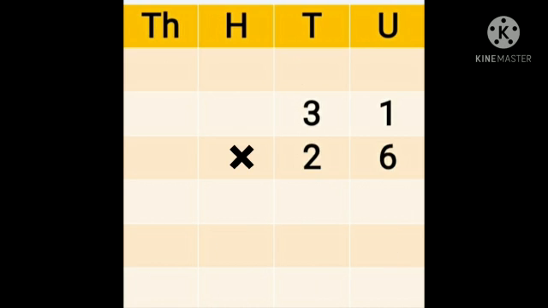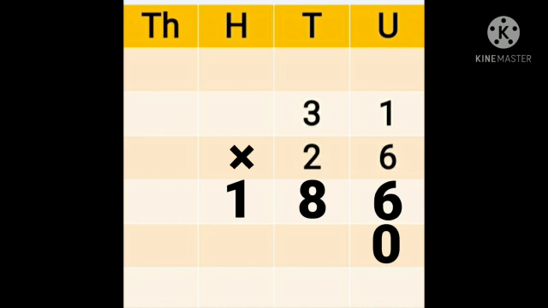31 multiplied by 26. Again the same procedure we are going to follow. First we will multiply units with units, and then units with tens, and then tens with units, tens with tens. So let's start our multiplication. 6 1 times is 6. 6 3 times is 18. 1 we will write in 100 place. 8 we will write in tens place. So our units calculation is over. So we will write 0 in place of units.